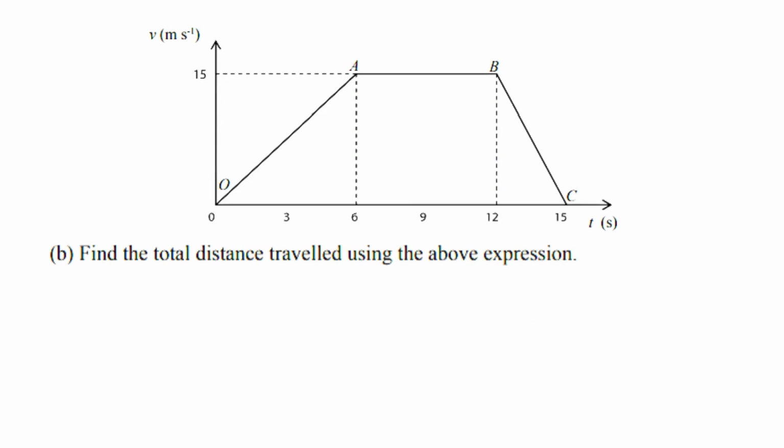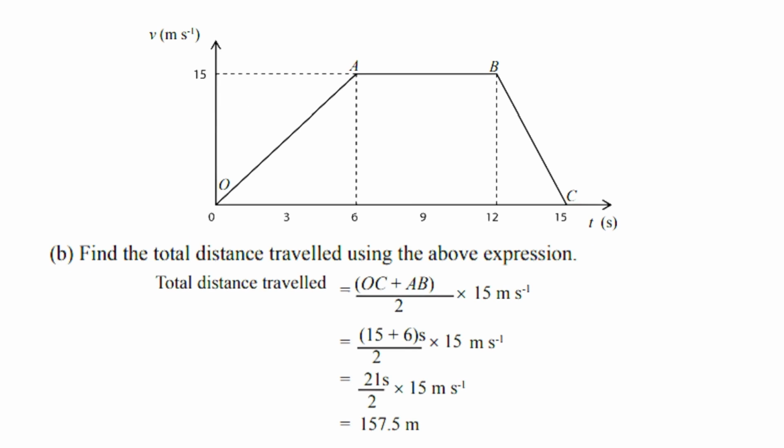Then the next question is find the total distance traveled using the above expression. Half into 6 plus 15 into 15, that is 157.5 meters. So that's all. I hope you have understood how to draw velocity-time graphs.